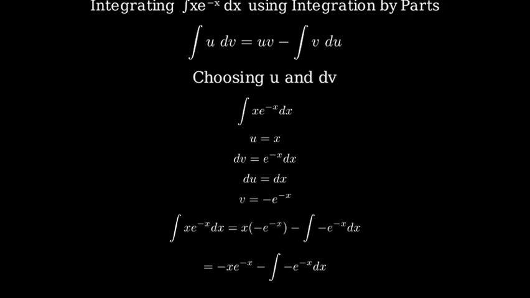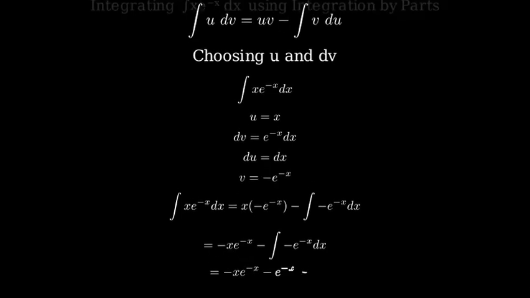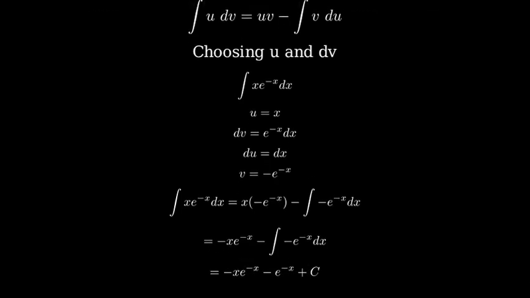Let's compute the remaining integral. The integral of negative e to the negative x is e to the negative x. So our equation simplifies to negative x times e to the minus x minus e to the minus x plus c, where c is the constant of integration. And there you have it. We have integrated x times e to the minus x dx using integration by parts.